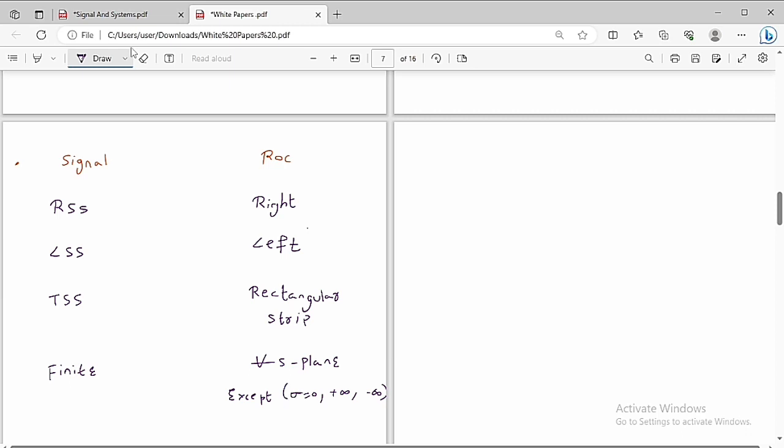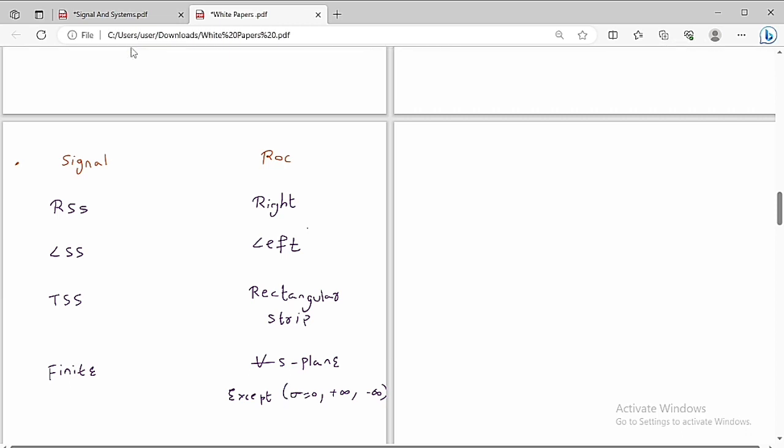So we can say finally, if the given signal is a right-sided signal, then the ROC is toward the right side. If the given signal is a left-sided signal, the ROC is toward the left side. If the given signal is a two-sided signal, the ROC is a rectangular strip. And if the given signal has a finite duration, then the ROC is all over the S-plane, except sigma equal to 0, sigma equal to infinity, or sigma equal to minus infinity. These points you always have to keep in mind.